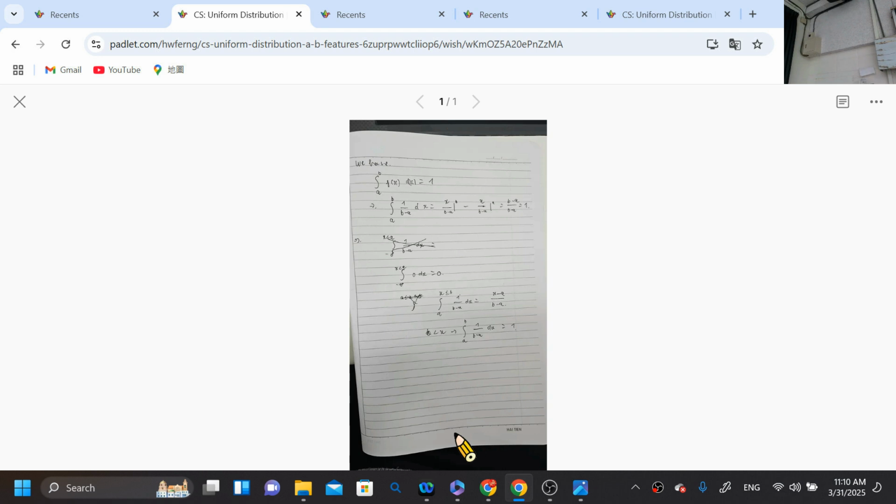Also, we have the average from A to B. So we have to go average 1 per minute from A to B. And it will be x over B minus A, from when x equals A. So we have B minus A over B minus A. So that's 1.